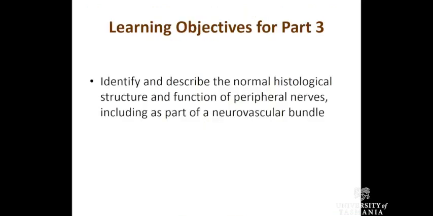So the objectives for this part 3 is that you should be able to identify and describe the normal histological structure and function of peripheral nerves, including as part of a neurovascular bundle, which we just talked about in part 2. No, part 1, wasn't it? Yeah. Anyway, you get the idea.